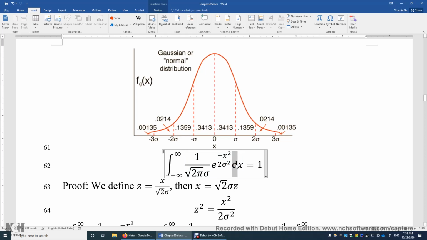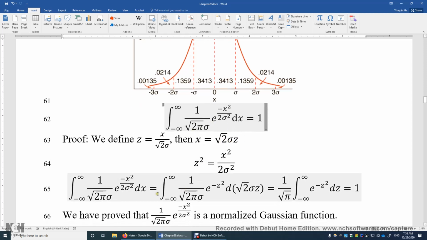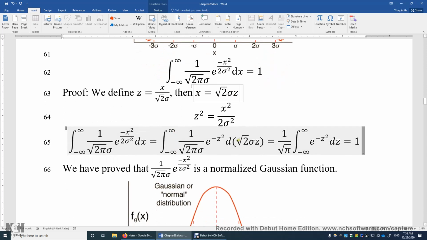So how do we evaluate this integral? We'll do variable substitution. We can define z to be x over the square root of 2 times sigma, and then x is the square root of 2 times sigma times z. So you just replace every x with the square root of 2 times sigma times z over here, and you get this expression. And also, since z is proportional to x, if x is from negative infinity to positive infinity, then z is also from negative infinity to positive infinity. So what you do is you just evaluate this.